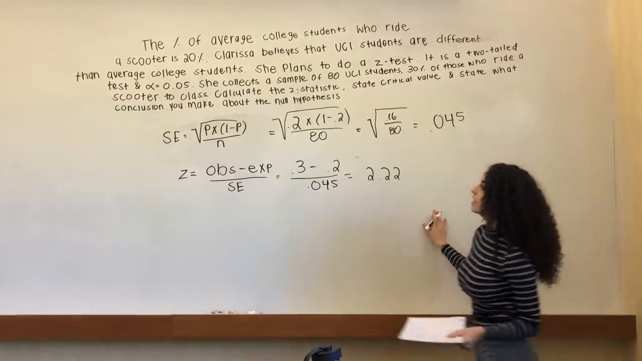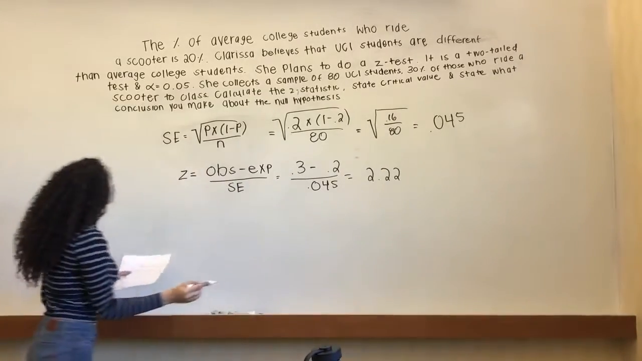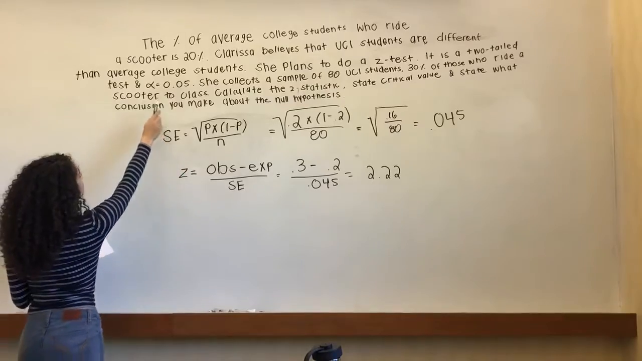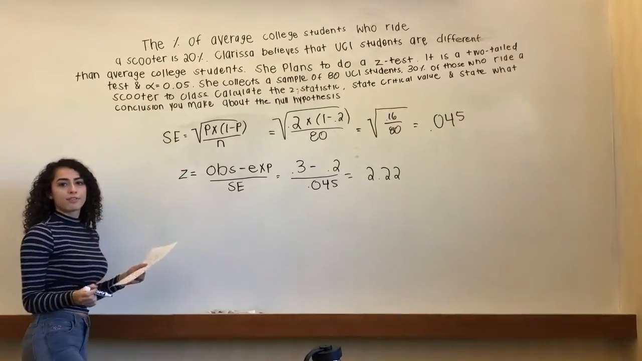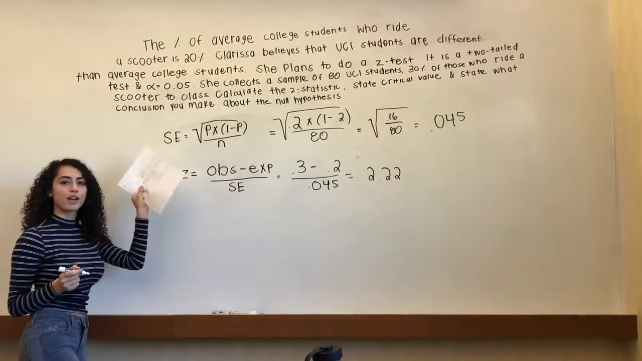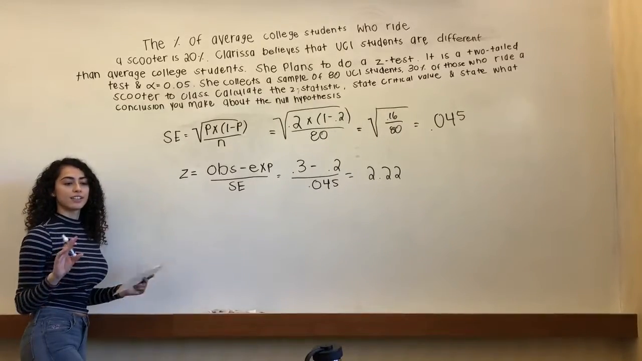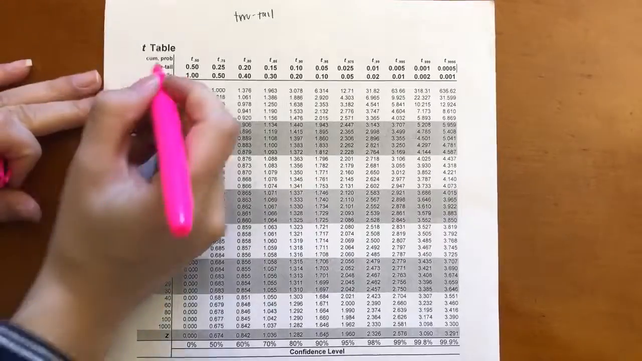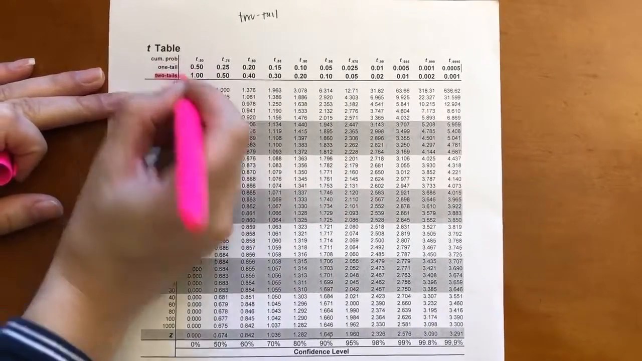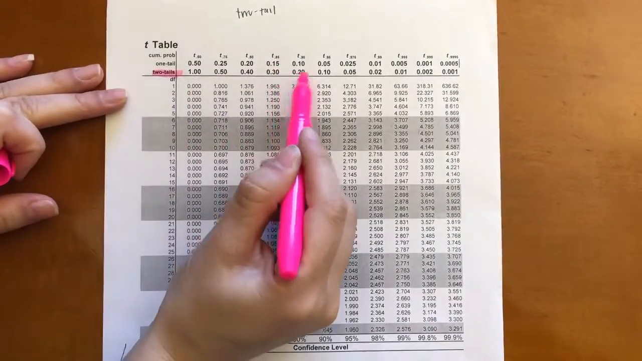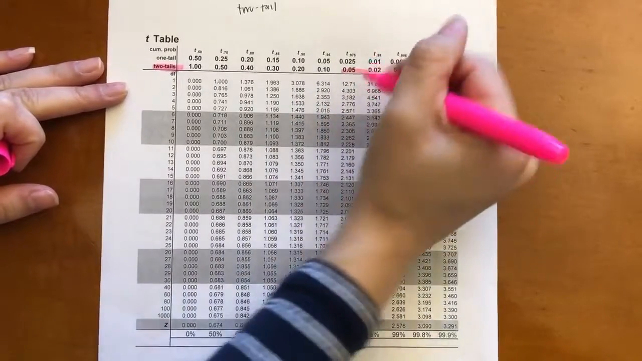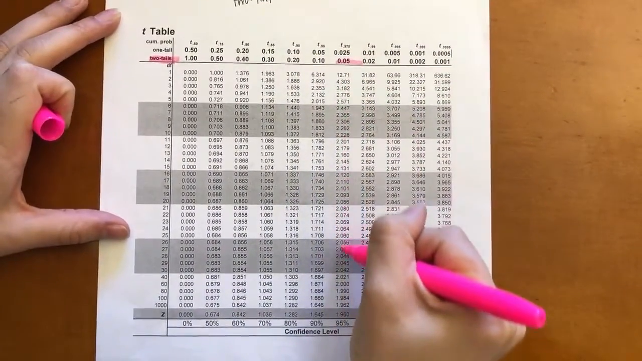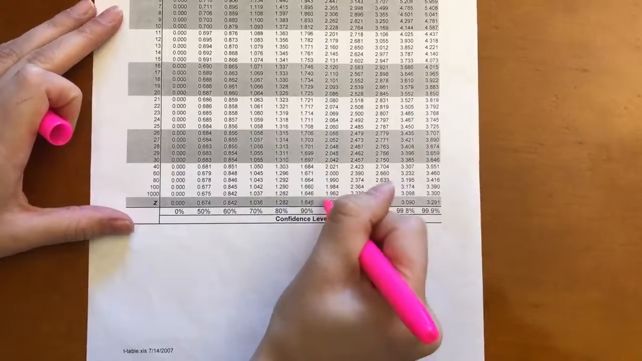So after we find the standard error and after we find the z-statistic, we are able to find the critical value. In this case, the critical value is going to be based off of sigma, which is 0.05. So after we have 0.05, we look into our critical value table. Because our problem is asking for a two-tailed test, we're going to look at this section. And sigma is equal to 0.05. So we go down on this column, and our critical value will be 1.96.